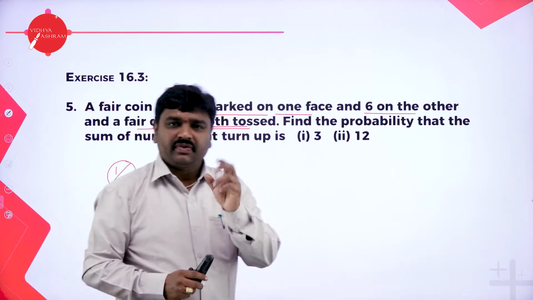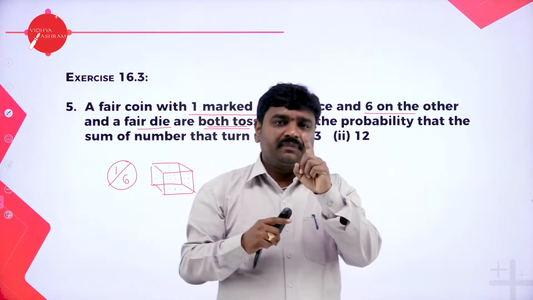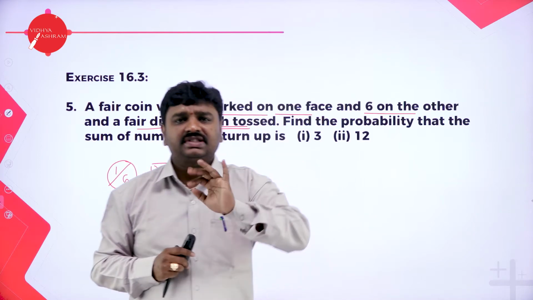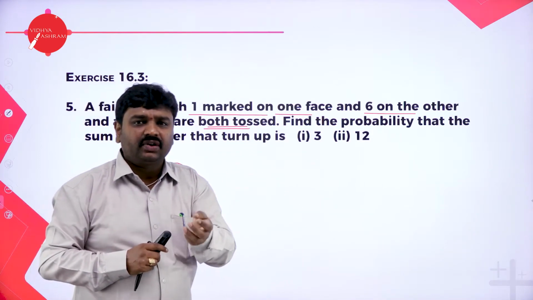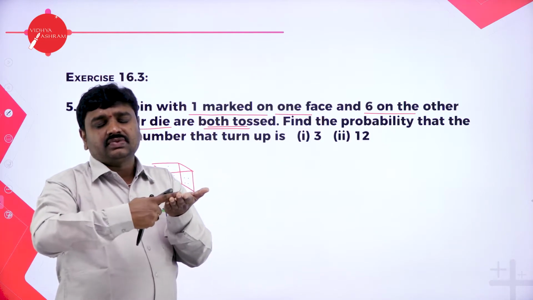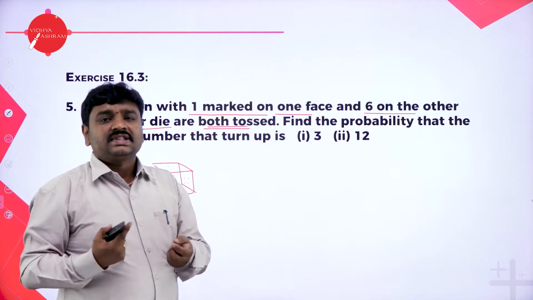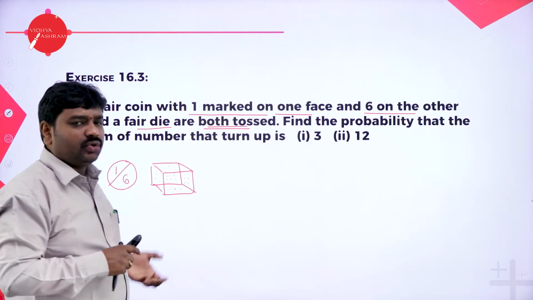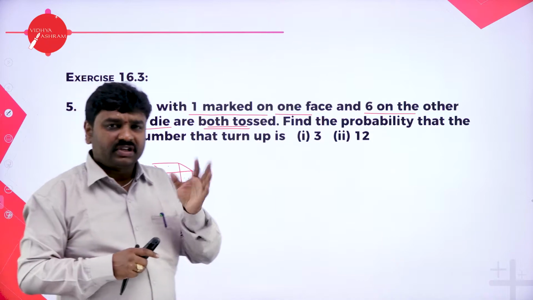So dear students, we have a coin. One side of the coin is 1. The other side of the coin is 6. If you toss, you will get either 1 or 6, instead of head or tail. And when you roll a die, you'll get 1, 2, 3, 4, 5, 6 as outputs.